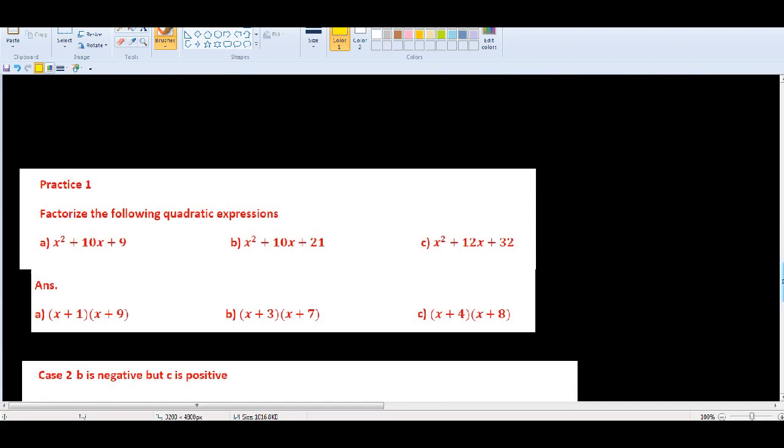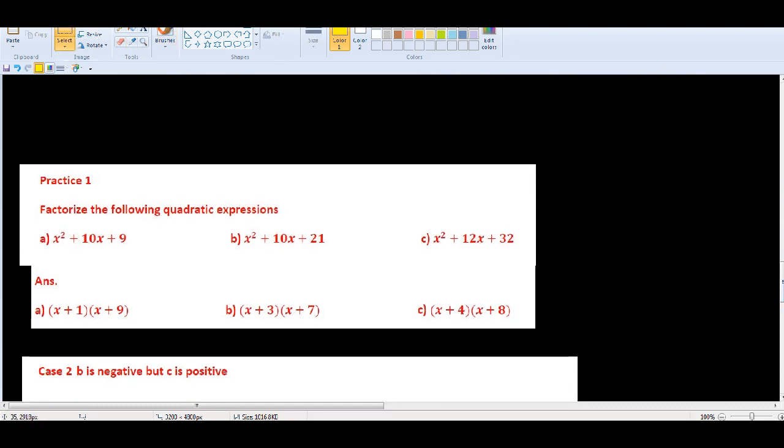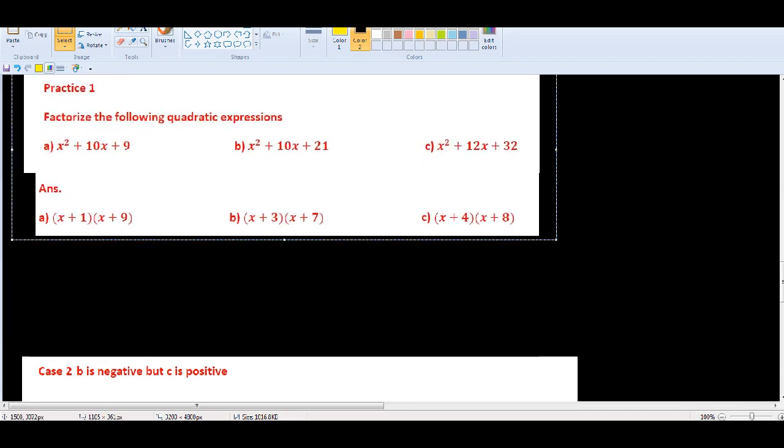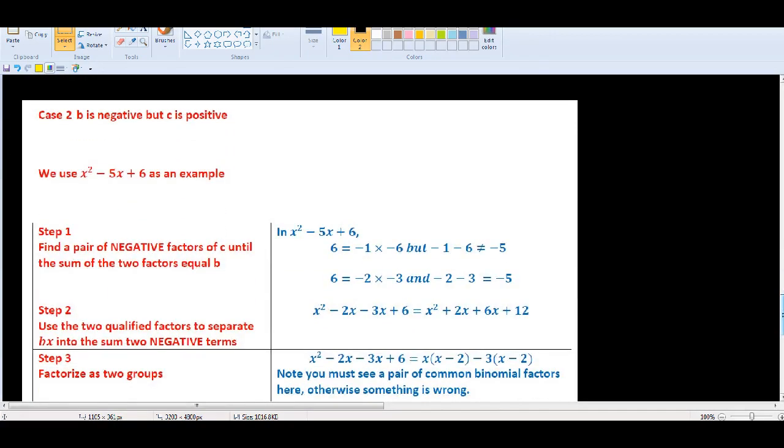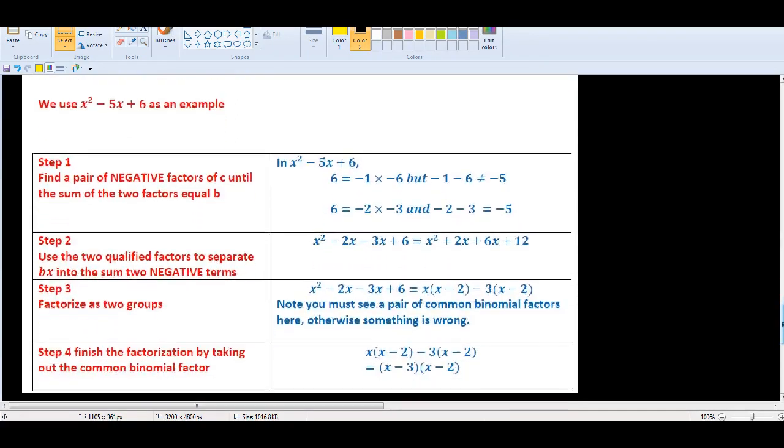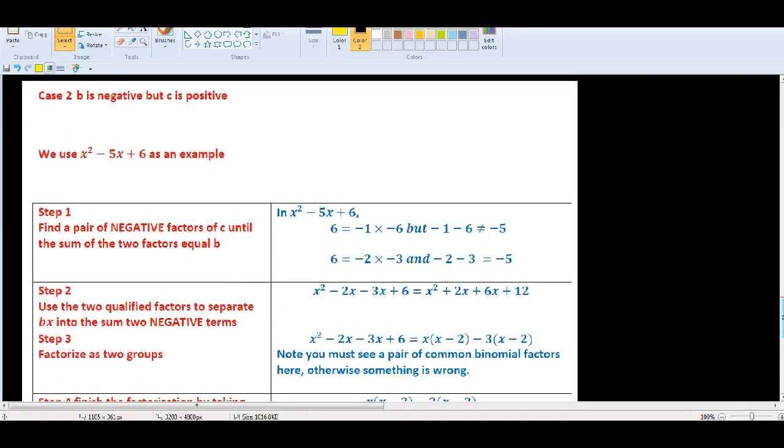So here's practice 1. You have the answer just underneath. And then I have another one, which this time has b negative but c positive. That means the last number is positive, but the middle number is negative. In this case, what happens which becomes different from the previous example?